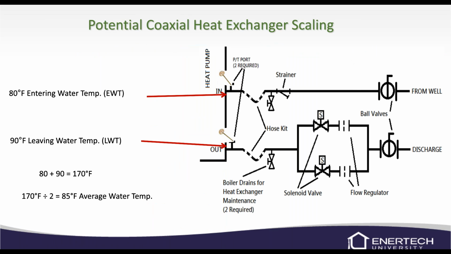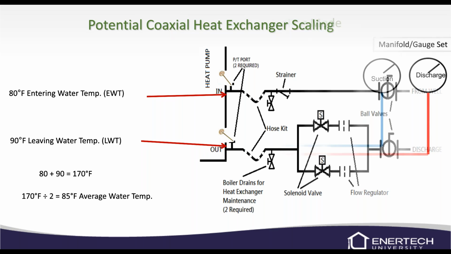Here's another example. We have 80 degree entering water temperature and 90 degree leaving. So we're in cooling mode now. Again, same calculation: take your entering and leaving water temperatures, add those and divide by 2. So 170 divided by 2 is an 85 degree average water temperature.